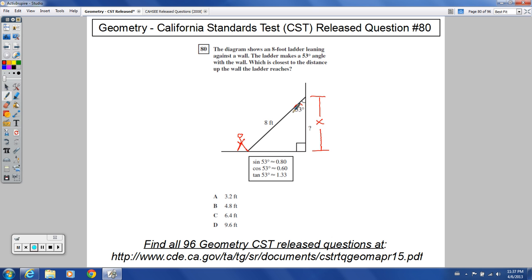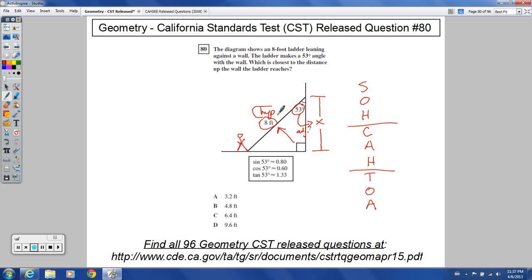Okay, so what's the closest distance up the wall the ladder reaches? We're talking about something that's adjacent to that angle, and something that is across from the right angle. That's always the hypotenuse. And so let's write it again. If you watched my previous 5 or 6 videos, I've written SOHCAHTOA every time. These all have been trig questions, but it's helpful again, so I'm going to write it down again.